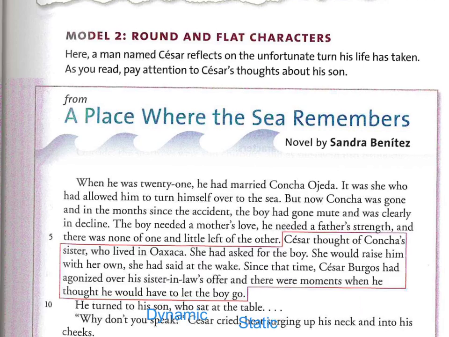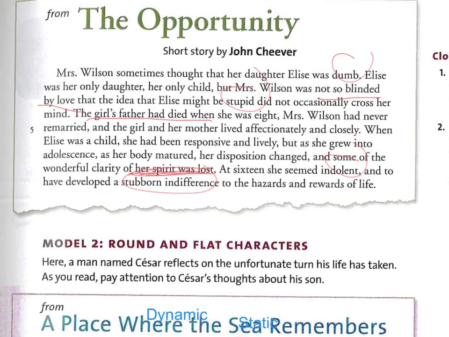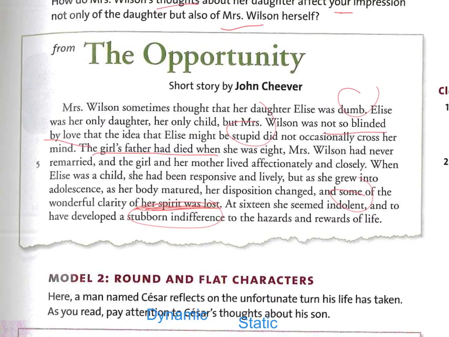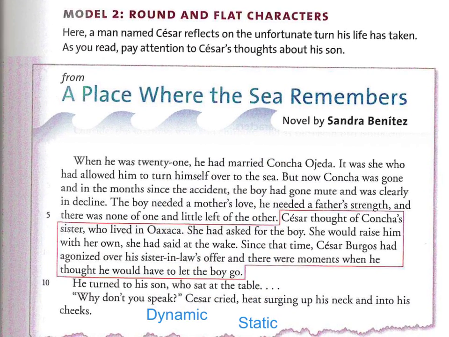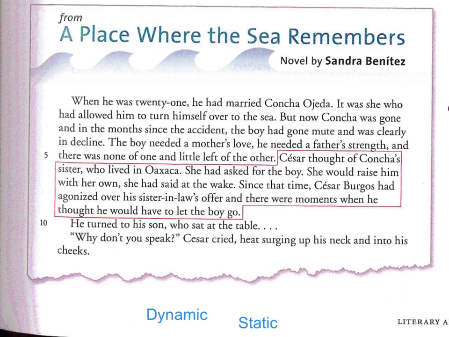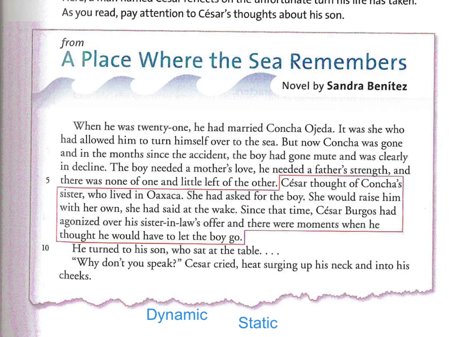Okay, so let's look at another example. Okay, make sure you've written something down for the opportunity. Model 2, round and flat characters. So here there's a man named Caesar, and he reflects on the unfortunate turn his life has taken. As you read, pay attention to Caesar's thoughts about his son. Okay. From A Place Where the Sea Remembers, a novel by Sandra Benitez.